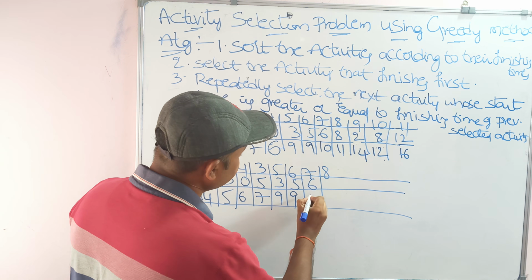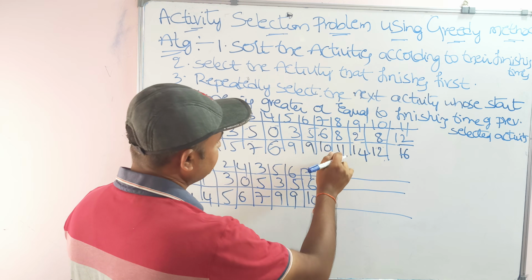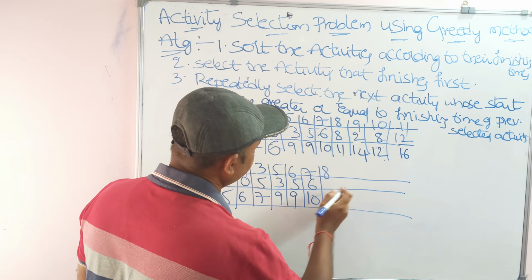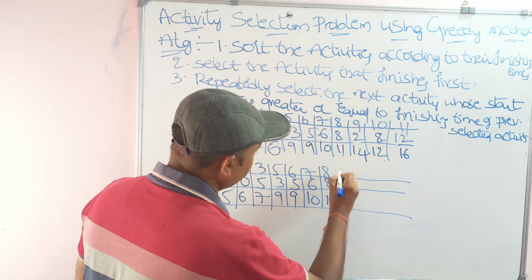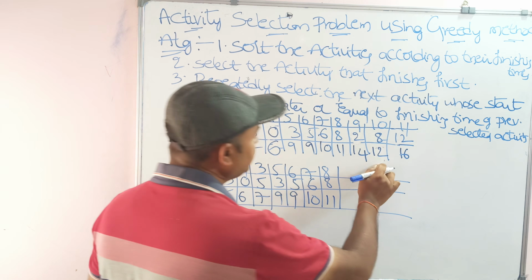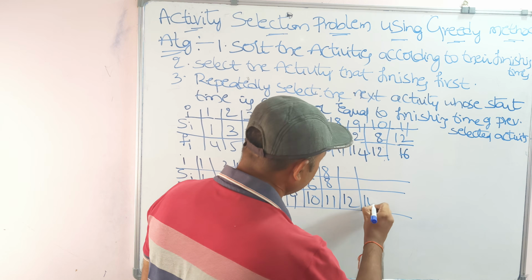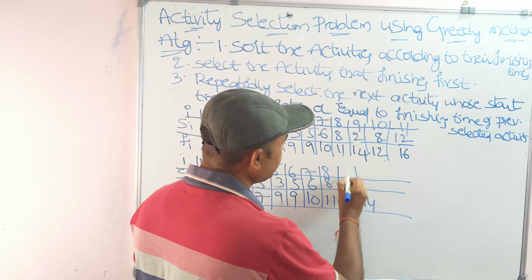7, starting time 6, finishing time 10. 7, 6, 10. 5, 3, 9, 6, 5, 9, 7, 6, 10. Next 8, 8, 11. Next if you see here 14, 12. So these two are not in ascending order. So 12, 14. So 12 means starting time is 8.